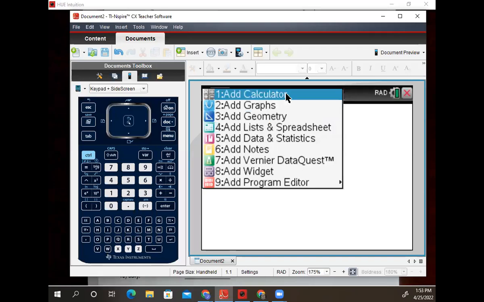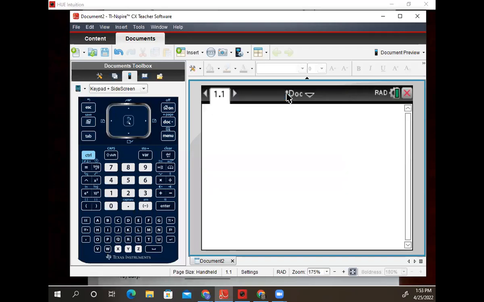And let's go ahead and add a calculator page. We do this on Scratchpad as well. And your E key is off to the side. It's right next to 10 to the x, which is just to the left of 1. So e to the x.